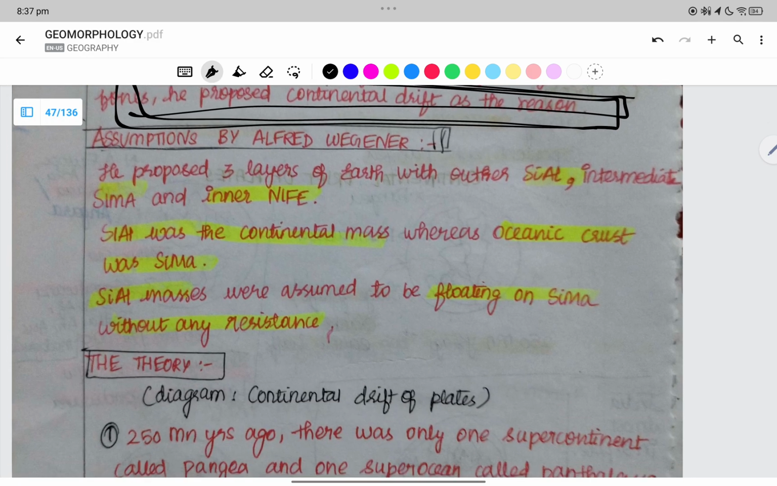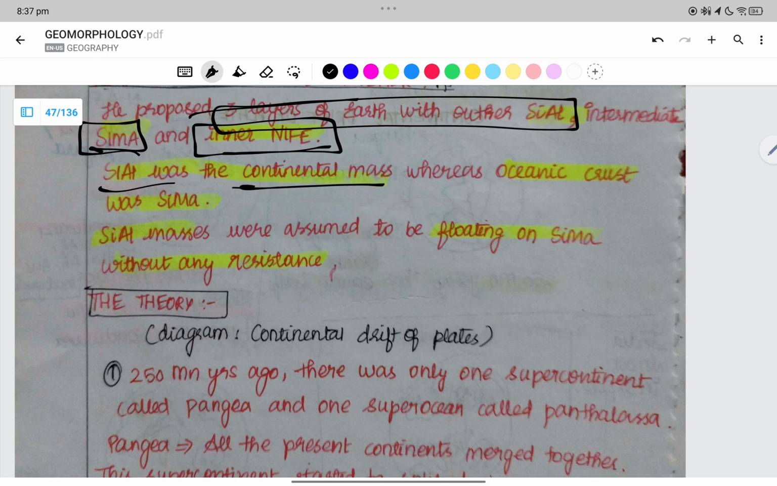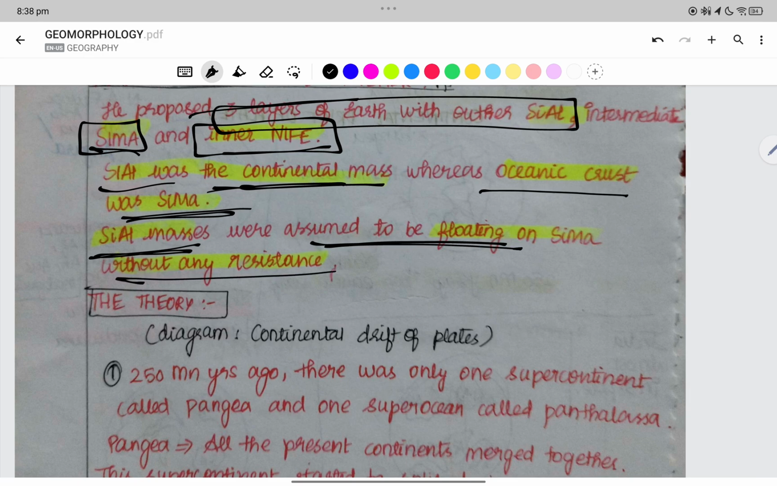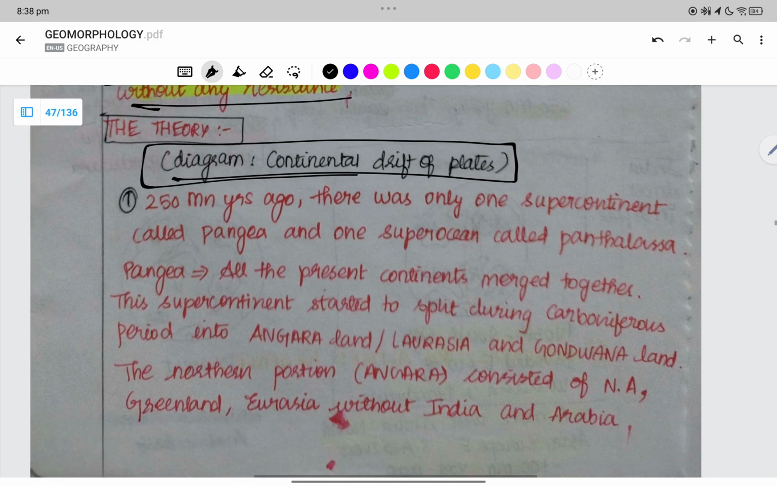Assumptions by Wegener: he proposed three layers of the earth. The outer layer is Sial, the intermediate is Sima, and the inner layer is Nife. Sial was a continental landmass, whereas Sima was an oceanic landmass. Sial masses were assumed to be floating on Sima without any resistance. Right, we have the continental drift of the plates.